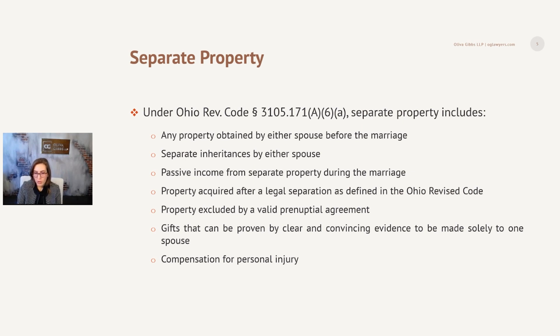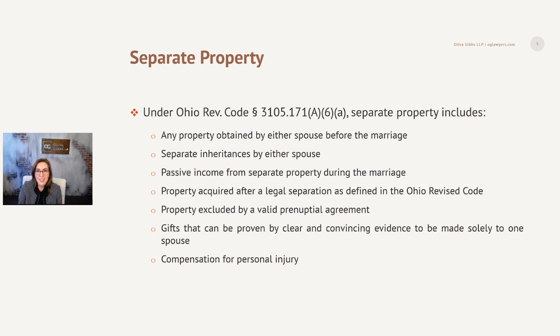Moving a little further along to separate inheritances by either spouse. This is something we see most commonly, and an example of separate inheritance would be if X's father died, X would inherit his father's property, let's say in Stark County, and that property would be X's separate property, even if X is married to Y at the time of the inheritance. Another one that I want to expand upon a little further is gifts that can be proven by clear and convincing evidence to be made solely to one spouse.